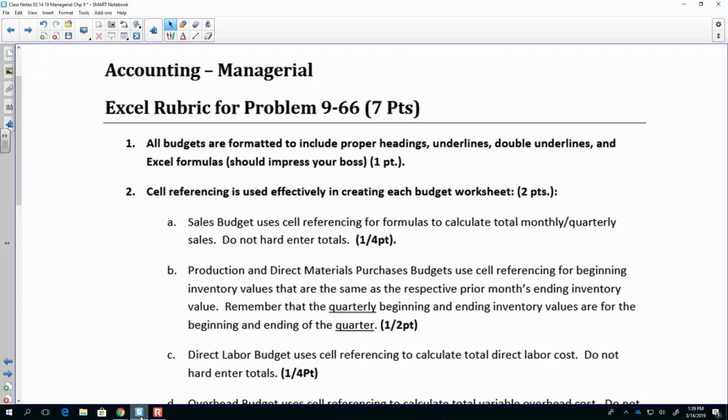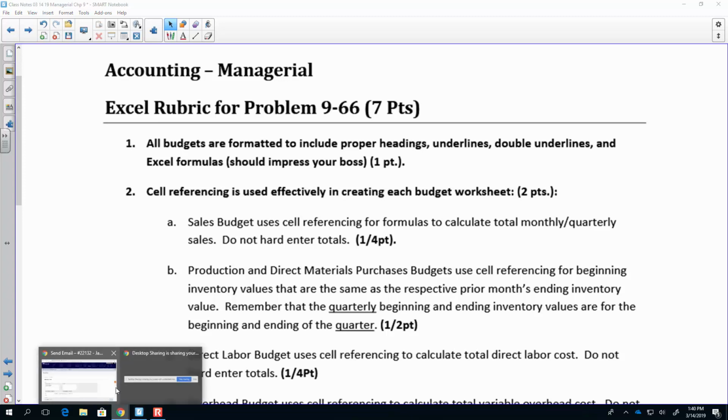we'll address the rubric as we get into actually creating our budgets. The big thing is formatting. There's not a lot of points to this. 7 for the Excel portion. For the amount of work, it's probably a little light. But again, it gives us good practice to work with Excel. The workbook will then be submitted through Blackboard.